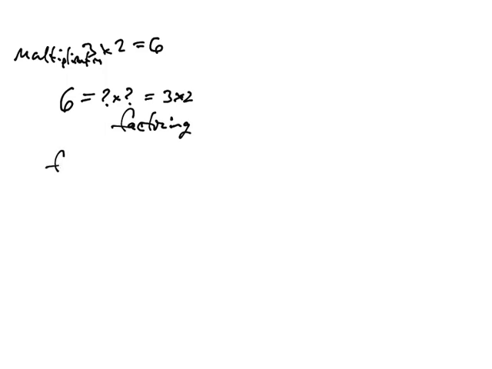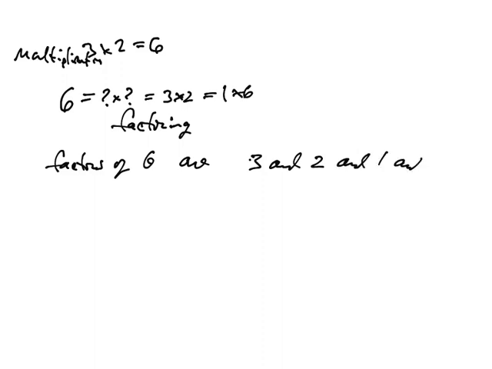And we say the factors of 6, well, 3 and 2 are 2 of the factors of 6. But we could also write 6 as 1 times 6. So we also have 1 and 6. So there's 4 factors of 6. And finding the factors of a number is a really important thing.